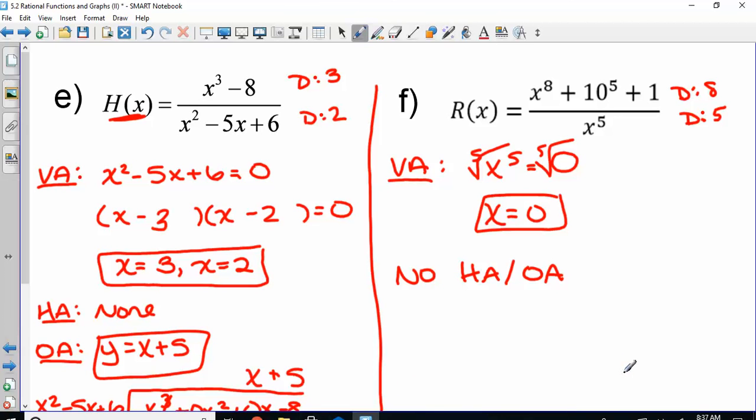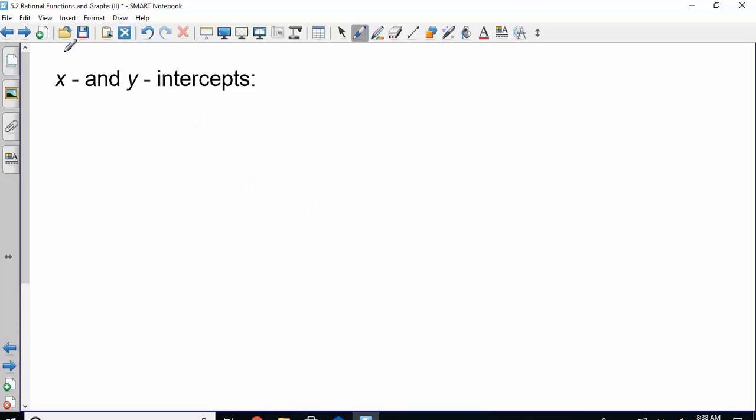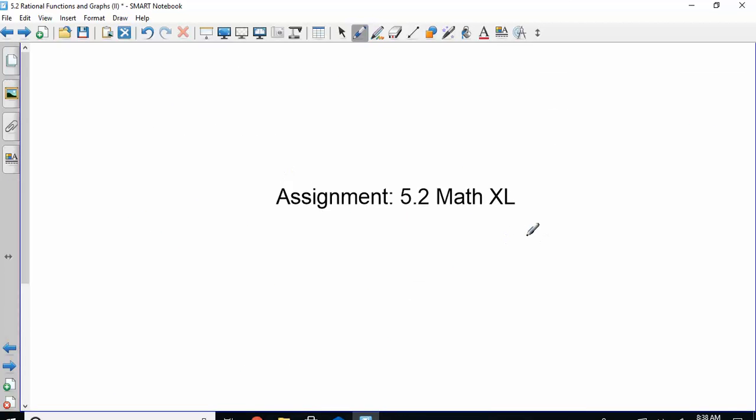Any questions for me? Hopefully you get all those. Okay, so the assignment, we already talked about that, is a Math Excel. It's like 10 questions again. Most of them, it just gives you a function and asks you which of these things is true. So start by checking your asymptotes.